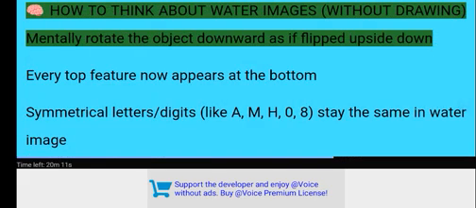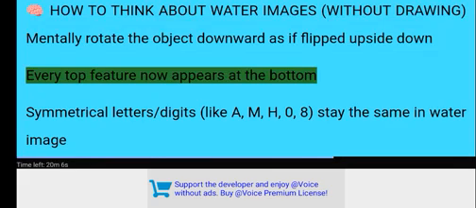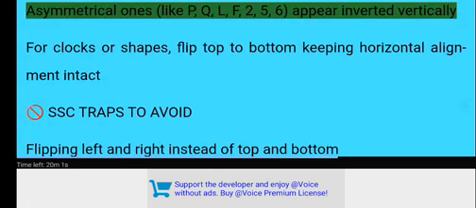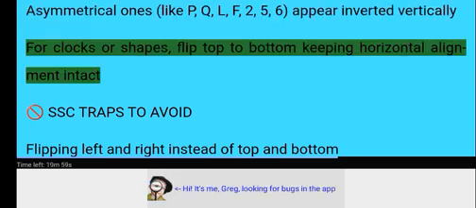How to think about water images without drawing: mentally rotate the object downward as if flipped upside down. Every top feature now appears at the bottom. Symmetrical letters and digits like A, M, H, 0, 8 stay the same in water image. Asymmetrical ones like P, Q, L, F, 2, 5, 6 appear inverted vertically. For clocks or shapes, flip top to bottom keeping horizontal alignment intact.